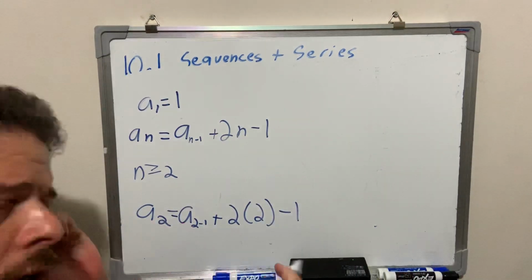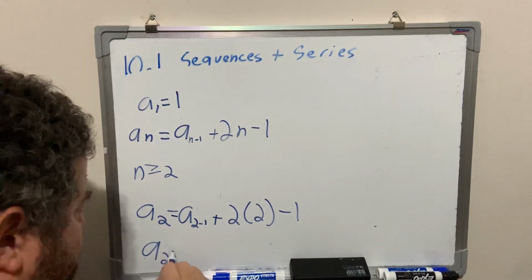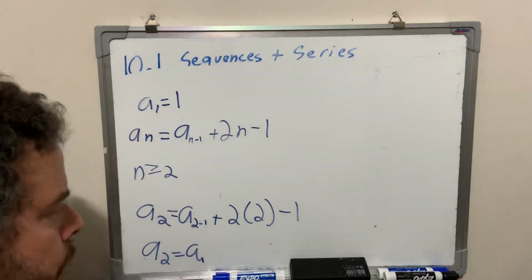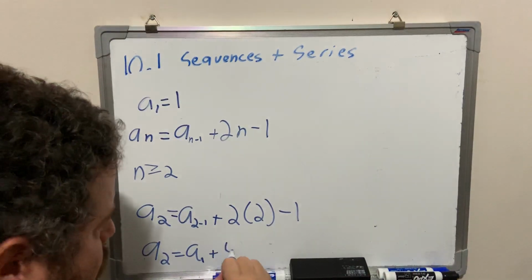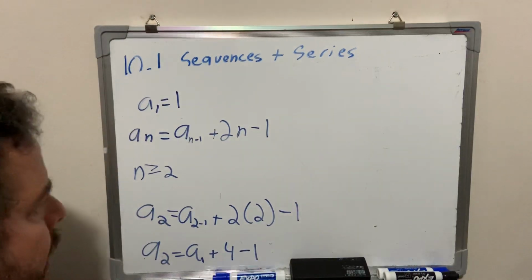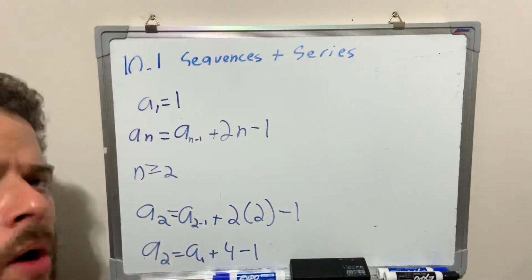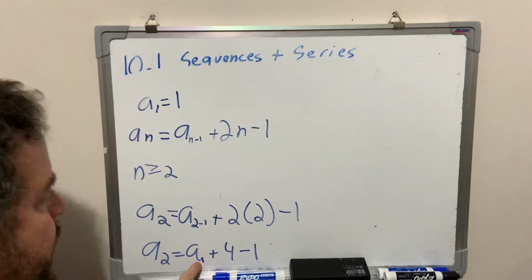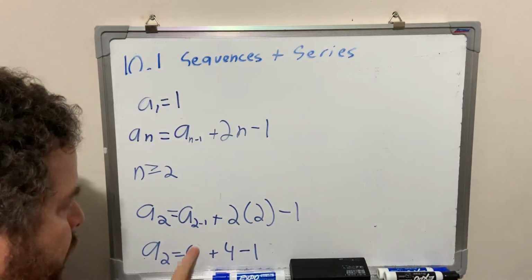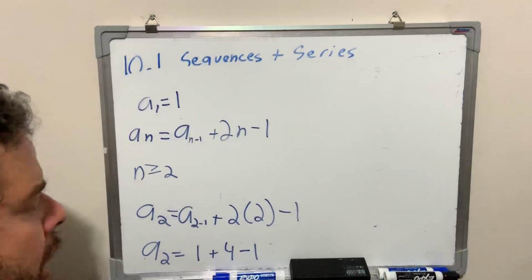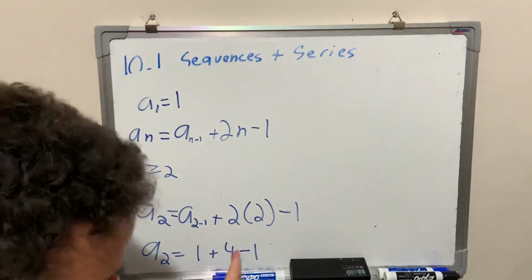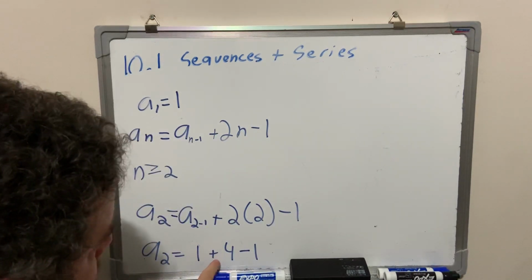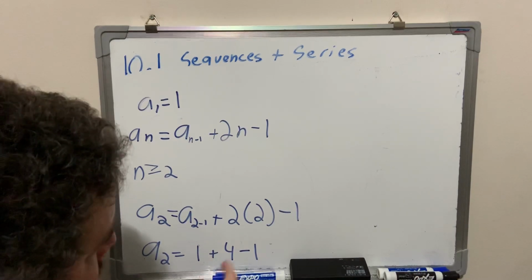So now let's go ahead and work this a little bit. The second term is equal to A2 minus 1 is A1 plus 2 times 2 is 4 minus 1. Now, this is why A1 equals 1. It's important. Since it's the first value I'm plugging into my system, I know that this A1 is substituted for the value 1. And now I just add. 1 plus 4 is 5 minus 1 is 4.